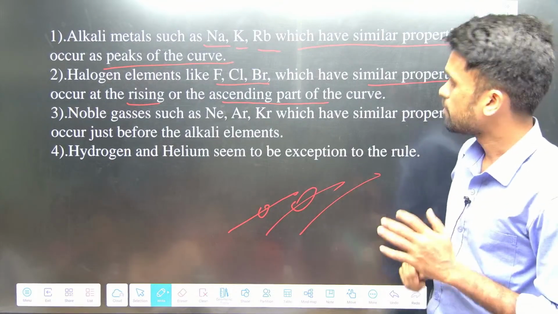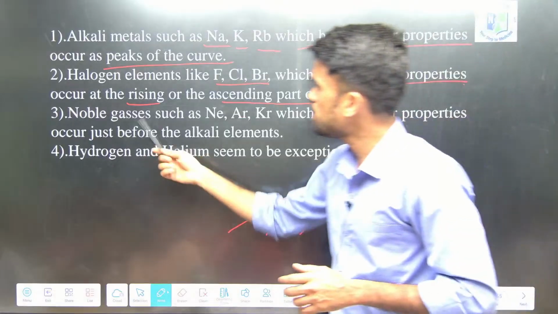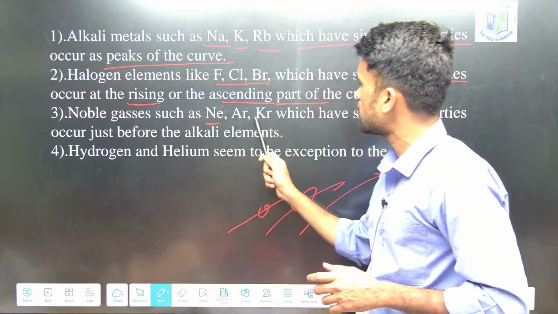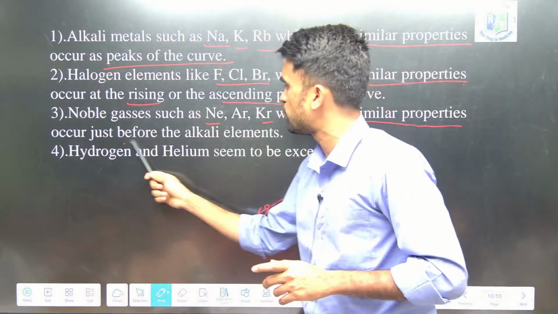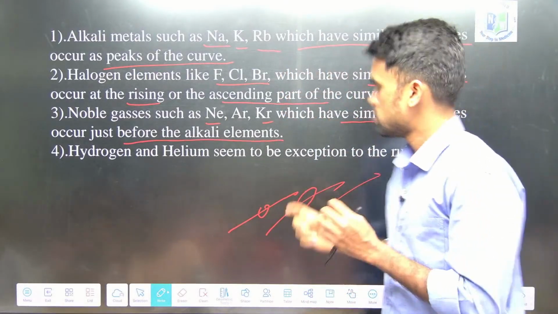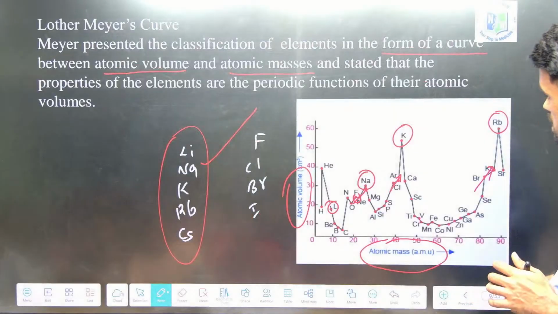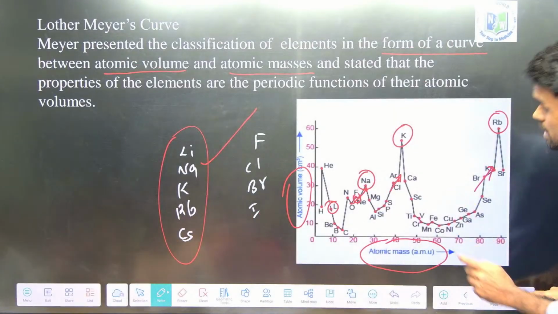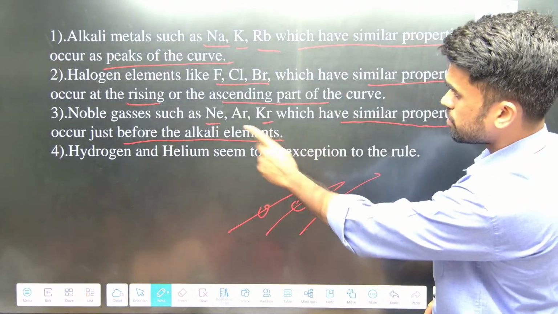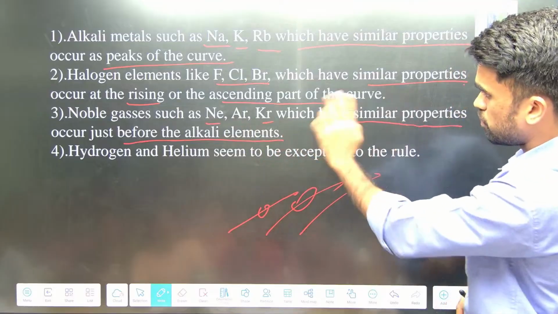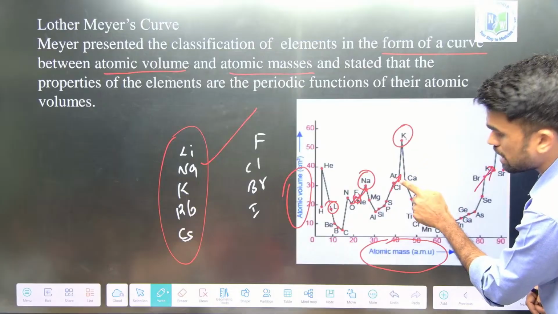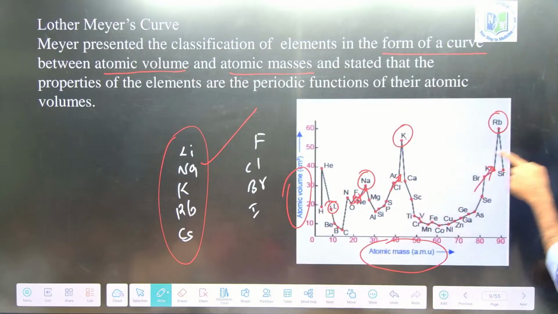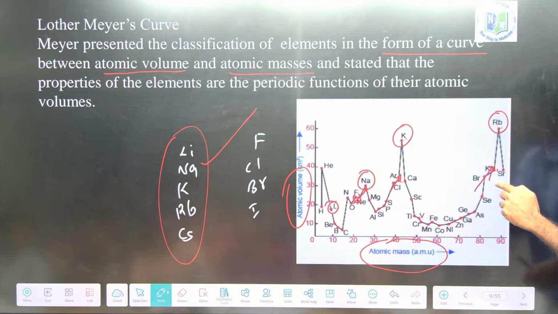Okay, right. The next one, noble gases such as neon, argon, krypton, which have similarities in properties, occur just before alkali metals. So noble gases means, here you can see what we are discussing. See, if this is alkali metal, just before alkali metal we have argon. If this is rubidium, here we have krypton. Just before alkali metals we are seeing them.